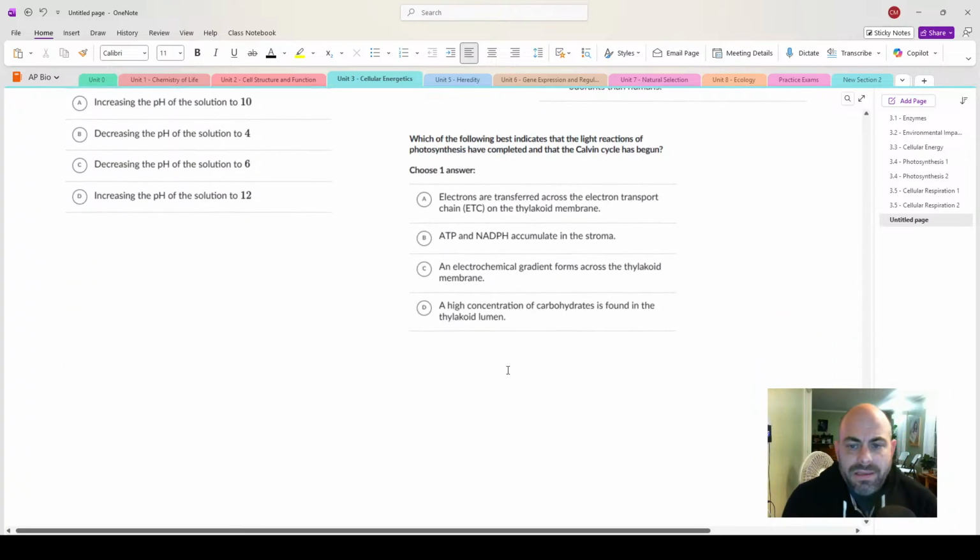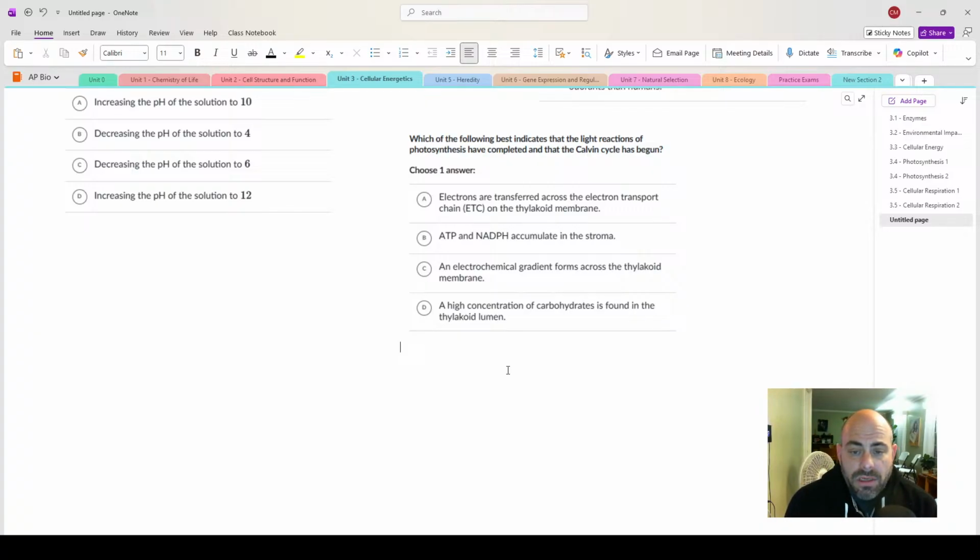Which of the following best indicates that light reactions of photosynthesis have completed and that the Calvin cycle has begun? Oh, interesting. Let's see if we can formulate our answers before we look at them. NADPH and ATP have been created. Oxygen's being given off. There's a number of things that can happen here. CO2 is being fixed. Glucose is being made. Let's go find anything like that.